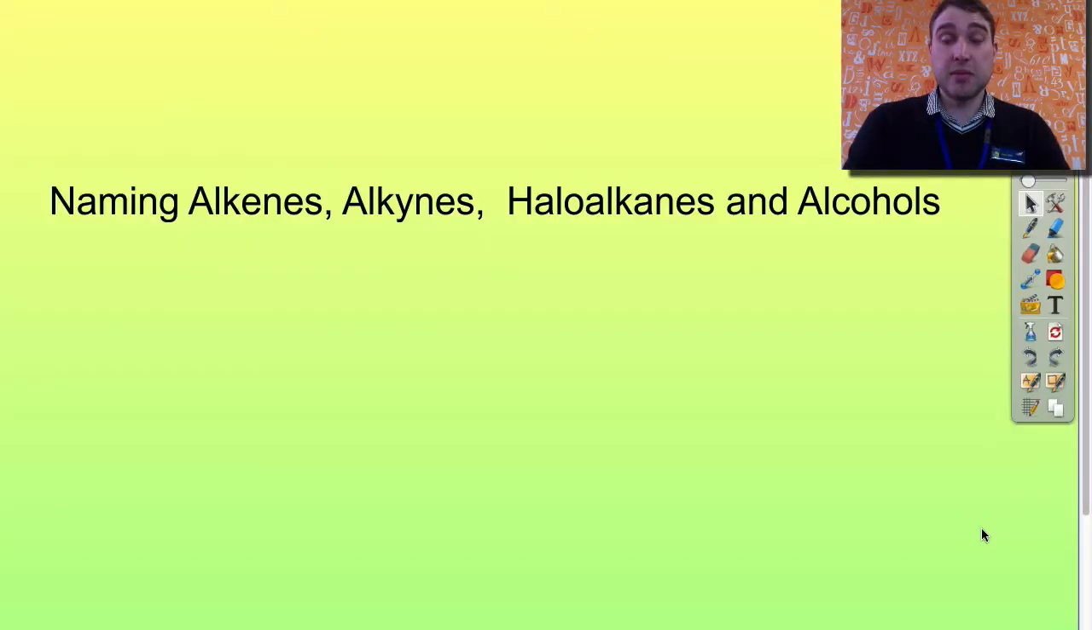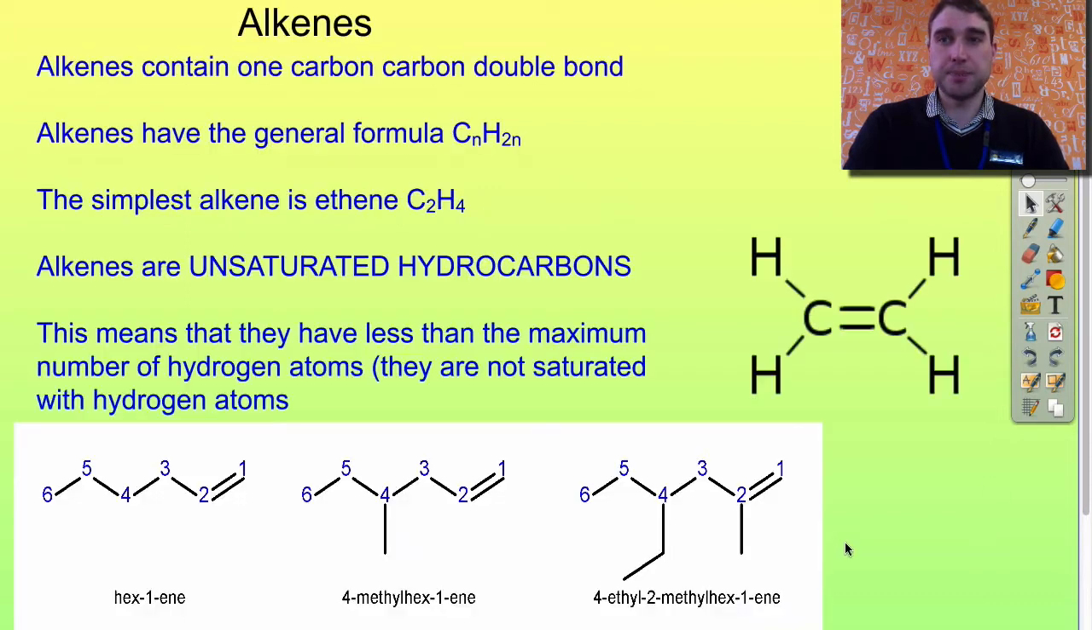Howdy, today on Flipping Science we're going to be looking at naming alkenes, alkynes, haloalkanes and alcohols. Alkenes are organic compounds that have a carbon-carbon double bond, at least one somewhere in them. We're only going to look at chains and chains with branches. We're not going to look at rings or anything like that.